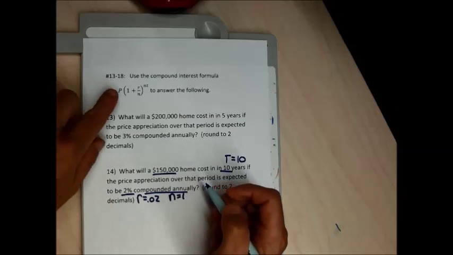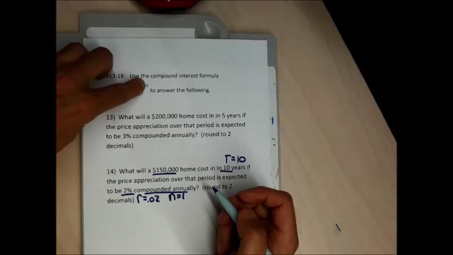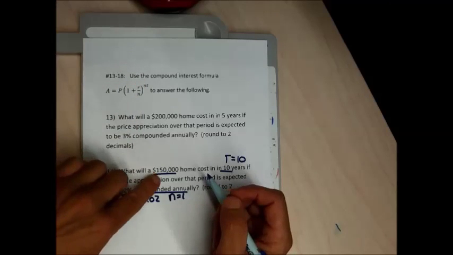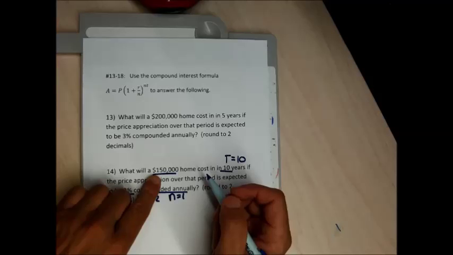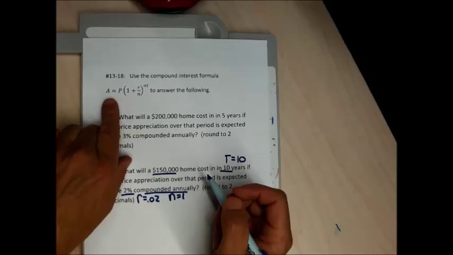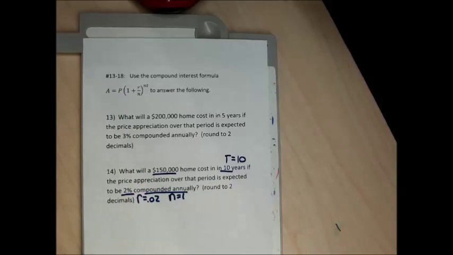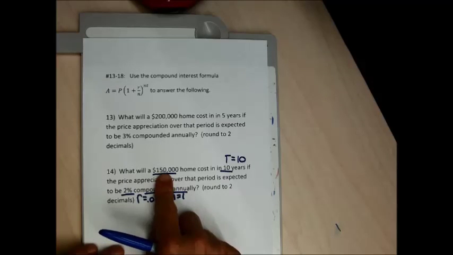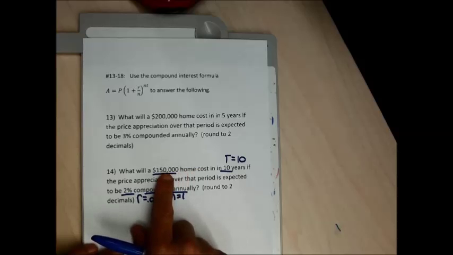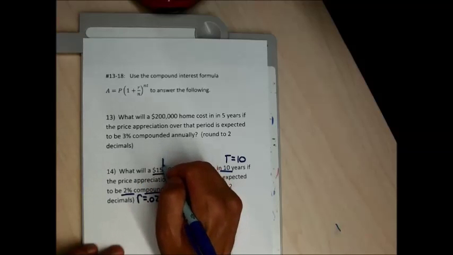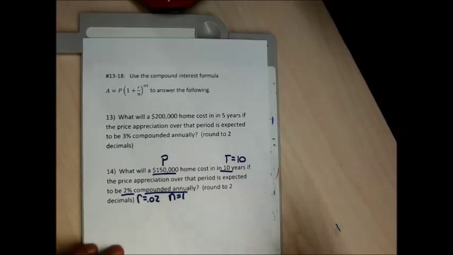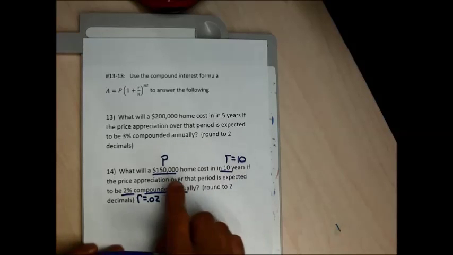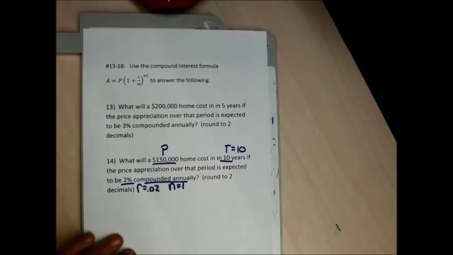So in this formula, I have values for R, N, and T, and then I have one more number that's underlined. That's either a P or it's an A, which means I need to understand if that's a value today or if that's a value in the future. The question is, how much will a $150,000 home cost in 10 years? That's the value of the home today. So I'm going to put that in for a P, which means I'm going to solve for A, and the A is going to tell me how much this house is worth in 10 years.